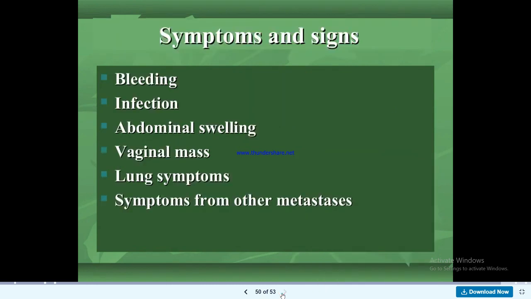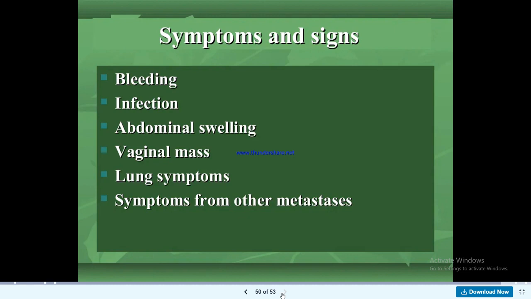Symptoms and signs: bleeding, infection, abdominal swelling, vaginal mass, lung symptoms, symptoms from other metastases. Vaginal bleeding, that is irregular vaginal bleeding which may sometimes be very severe and life-threatening, is the commonest presenting symptom and is the consequence of the tumor invading the uterine cavity.